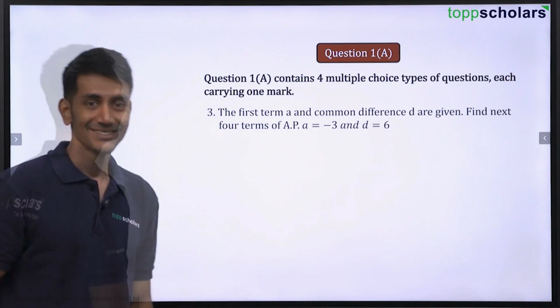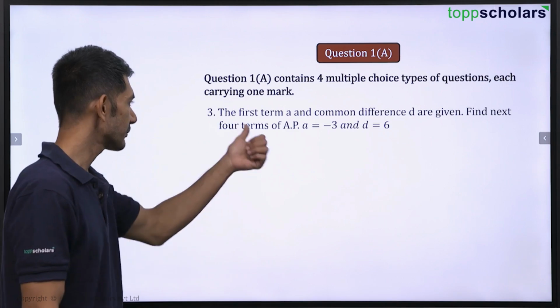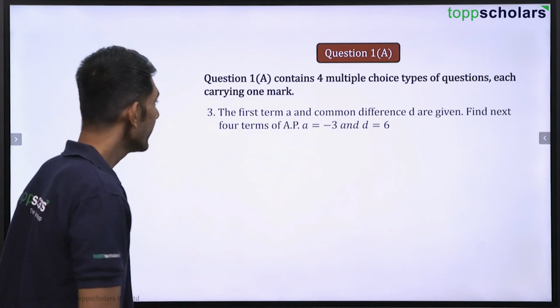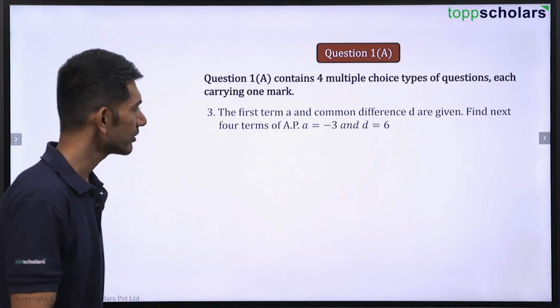Okay, next question. So it says the first term A and common difference D are given. The first term is given, the common difference is given. We are supposed to find out the next 4 terms. This is arithmetic progression, right?